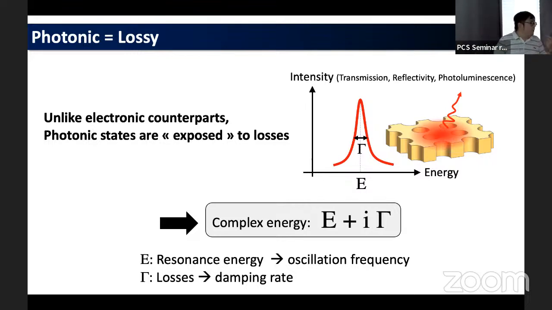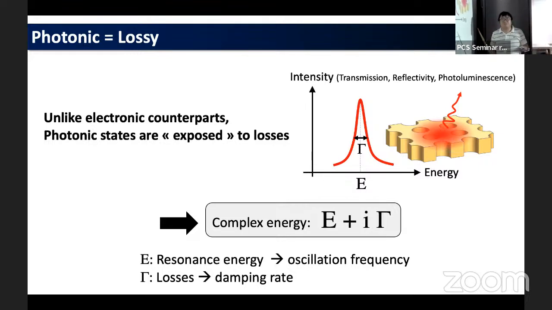In the case of an open system, where we are solving for eigenmodes, the eigenmodes are represented by resonances that can be probed in transmission, reflectivity, or photoresistance. In general, we have this kind of shape. The position of the peak is the frequency of oscillation, the real part of the energy, and the line width is the damping, so the losses.